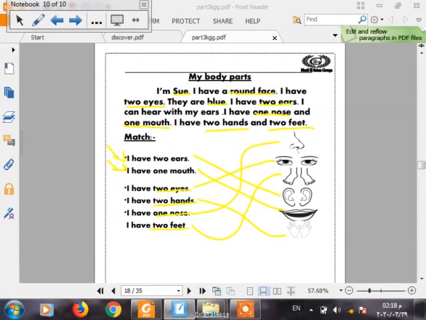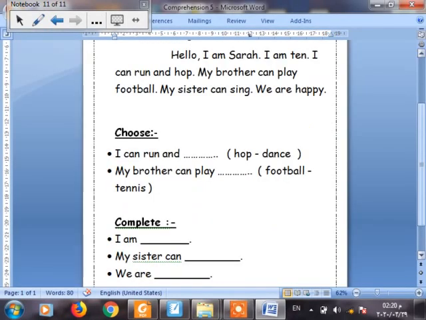Okay, now we finished our examples in the booklet, but I have an extra one. You will fill the question with me, okay? So please look at this one. Let us now read this paragraph and we will find out the important words. Hello, I am Sarah.